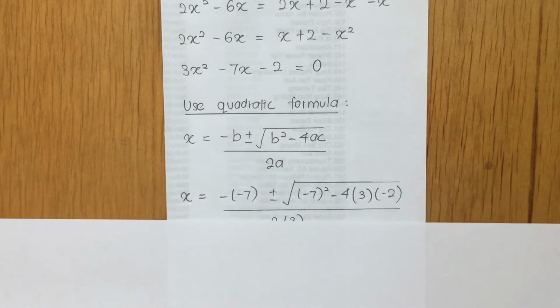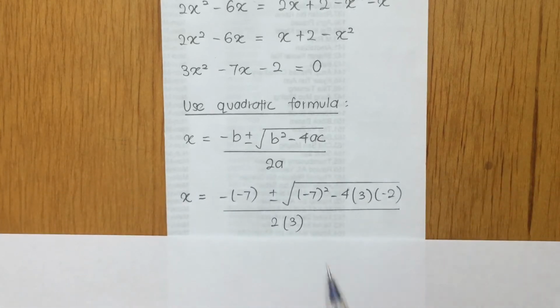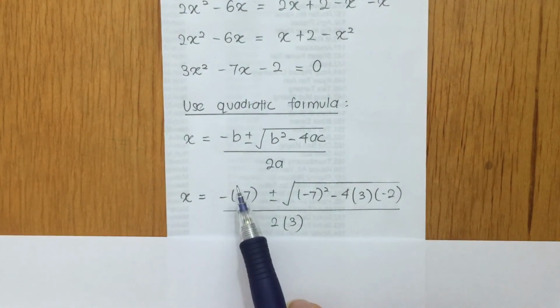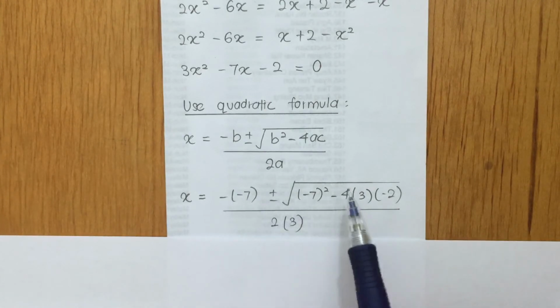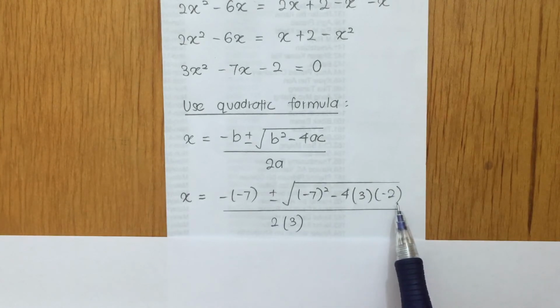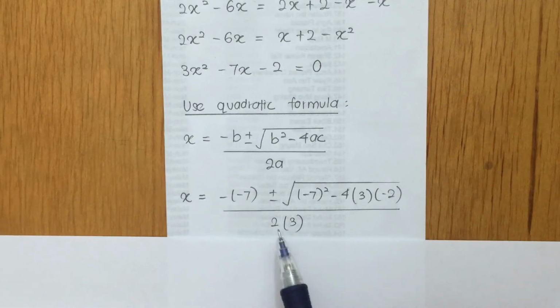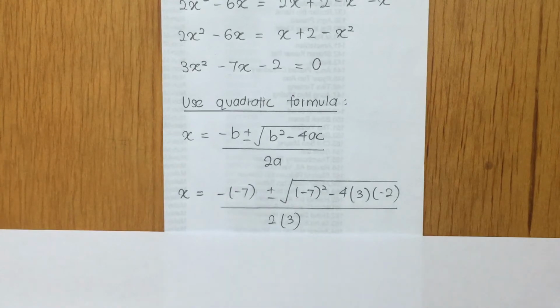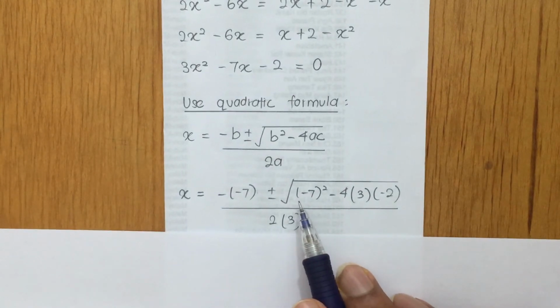So what we're going to do is substitute all the relative coefficients into the quadratic formula. From here, x equals negative, in a bracket, negative 7, plus minus square root of negative 7 squared minus 4 times 3 times negative 2, divided by 2 times 3. So your denominator will be left with 6. Negative and negative over here will become positive.